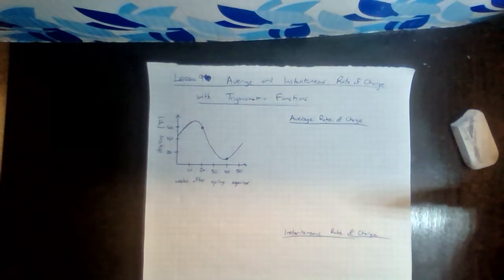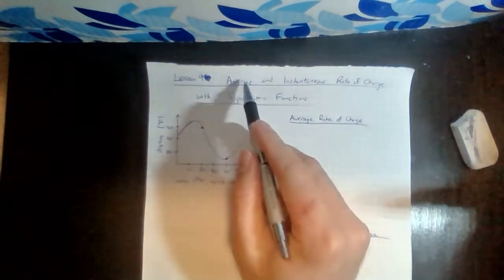Hey everyone, so this is lesson 9 of this trigonometric functions unit. We're going to look at average and instantaneous rate of change using these functions. I know we had just gone over average and instantaneous rate of change in the last unit, and it's going to operate in much the same fashion. So we're going to look at average rate of change first.